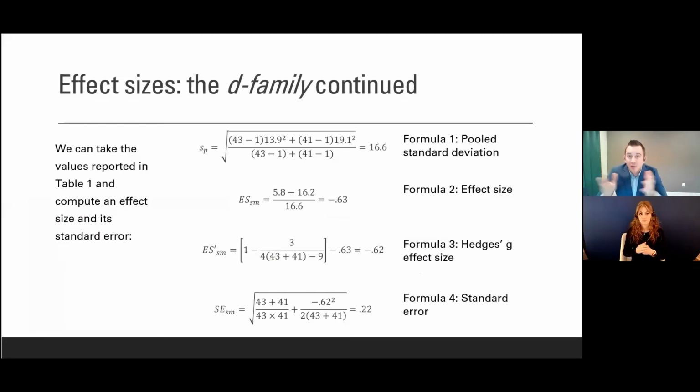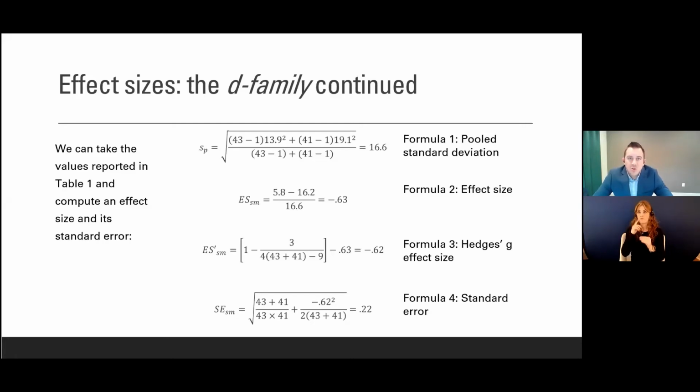And then once we have all the information, the means, the standard deviations, and the sample sizes, we can go ahead and apply those formulas that I just illustrated. So first, we'd estimate, this is the formula for the pooled standard deviation, the average standard deviation. So you plug in the sample sizes and the standard deviations, and you get an average standard deviation of 16.6. And then formula 2 there is estimating the effect size that is not bias corrected.